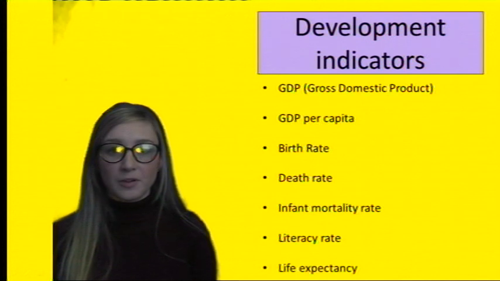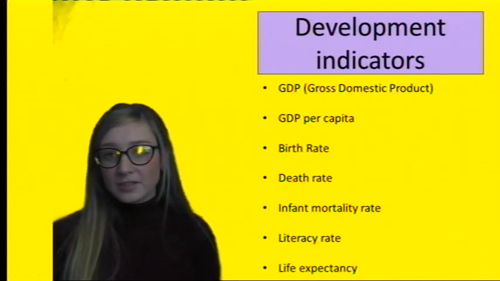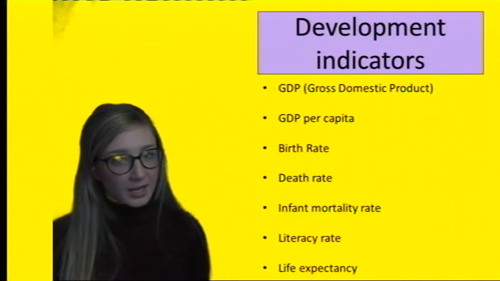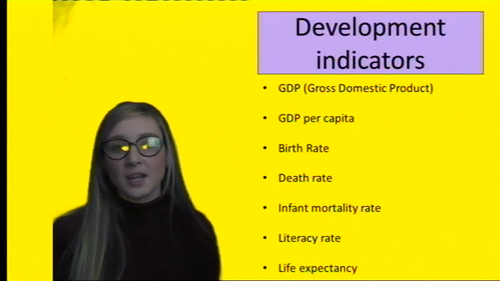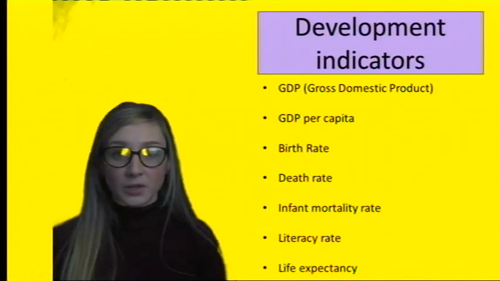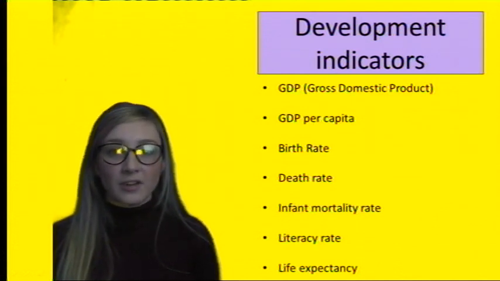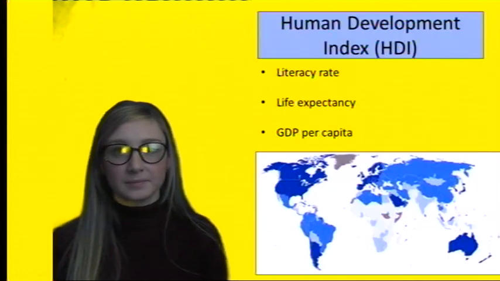Birth rate is the number of people who are born per 1,000 people per year. Death rate, very similar, the number of people who die per 1,000 people per year. Infant mortality rate is the number of infants that die before they reach 1 year old, and literacy rate refers to the percentage of adults who can read and write.